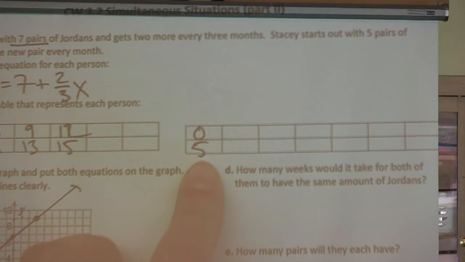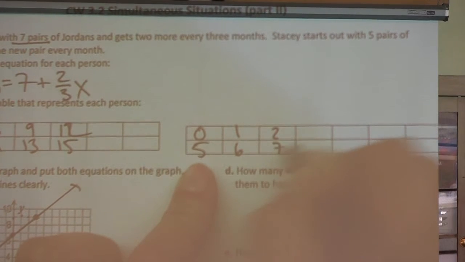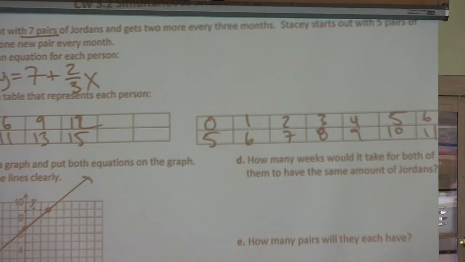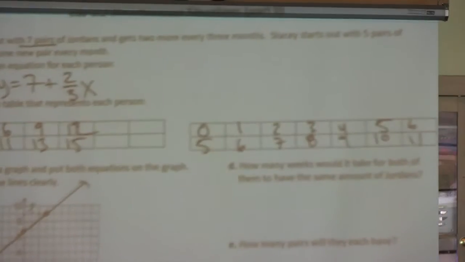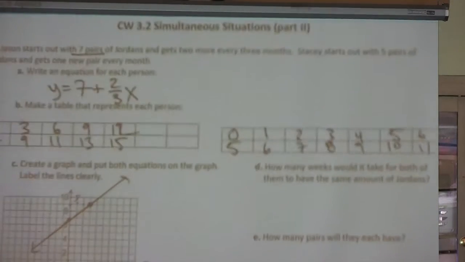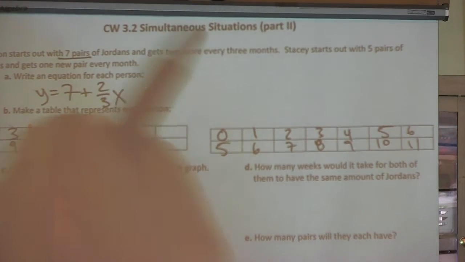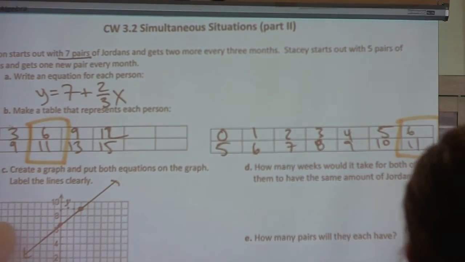Now, it says Stacy gets a pair every month. So in 1 month, 6. In 2 months, 7. She's rolling. 8, 9, 10, 11. So again, when we look at the table, when are they exactly the same? Look at the table. 6 and 11. Notice it's the exact same on the table. 6 and 11.